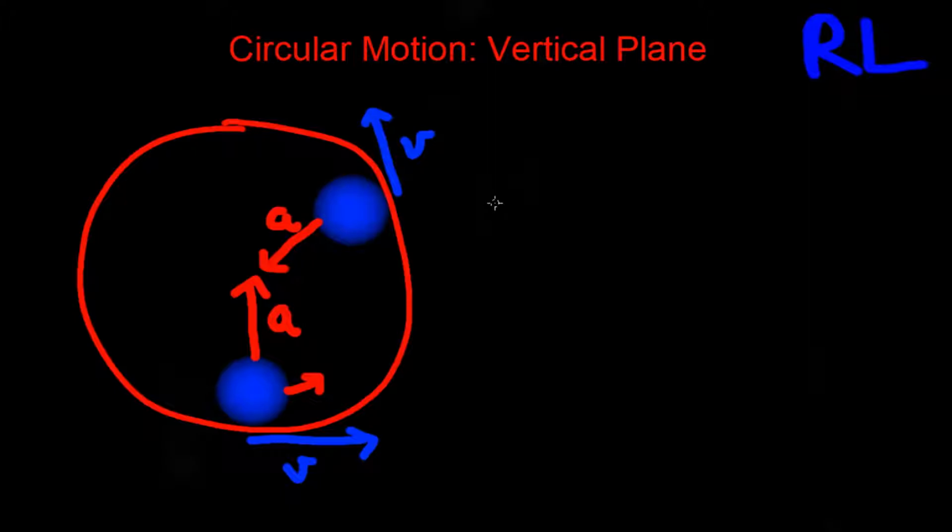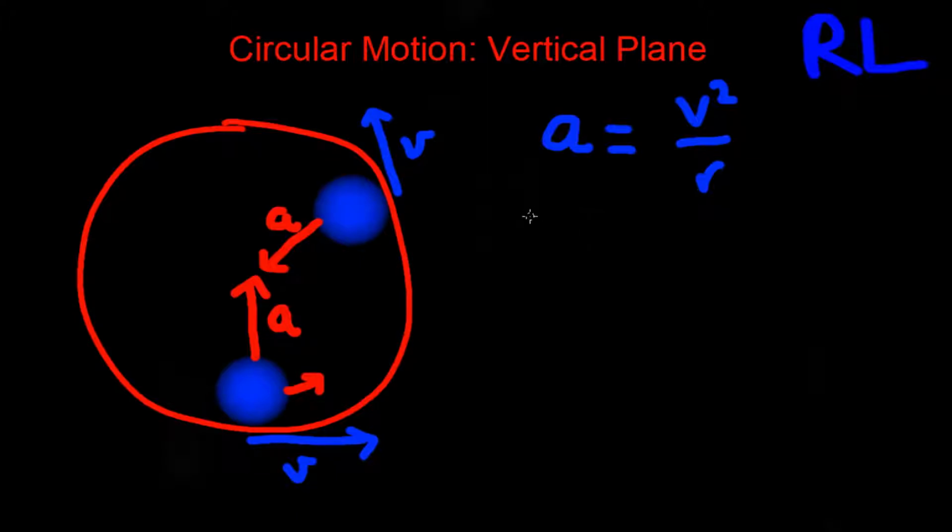Now, what we're going to need for our problems is a formula that tells us how big this acceleration is. And so what we have is this. Acceleration for circular motion equals v squared over r. R is the radius of the circle it's going around. V squared is obviously just speed squared.